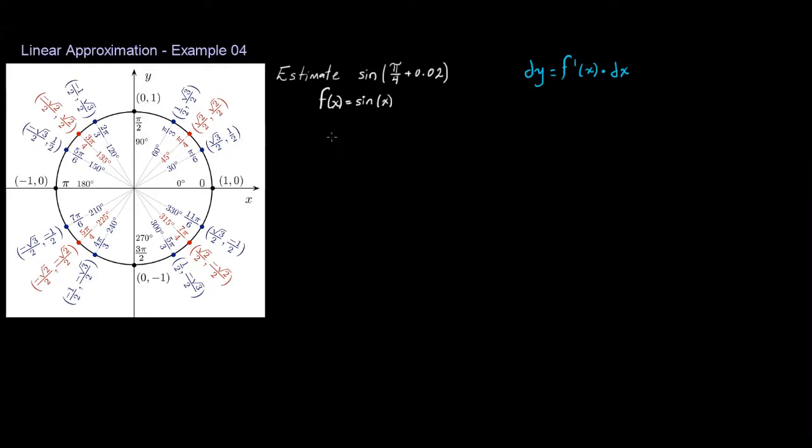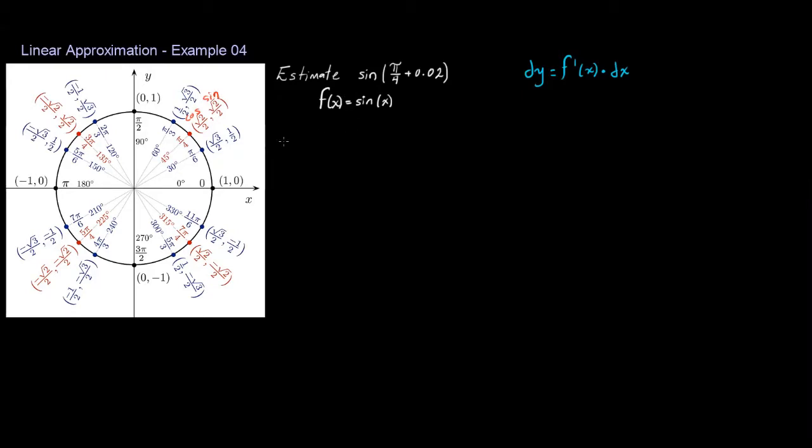Now let's start working this through. Our goal, again, is to use dy equals f prime of x times dx. Let's see what we require here. The nearest known value would be, if pi over 4 is equal to 45 degrees, we have it here on the unit circle. Here are the coordinates that we have. Just remember, the x coordinate stands for the cosine, the y for the sine.